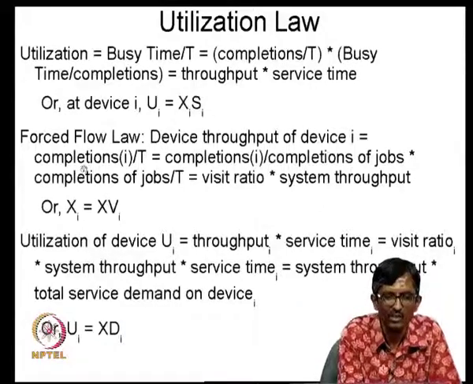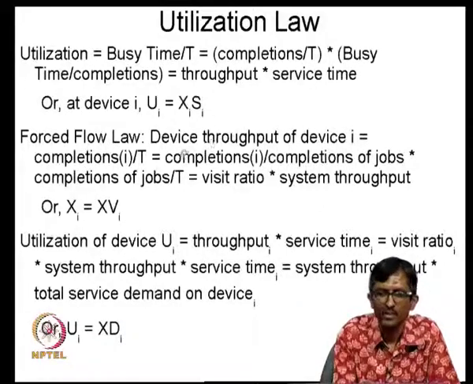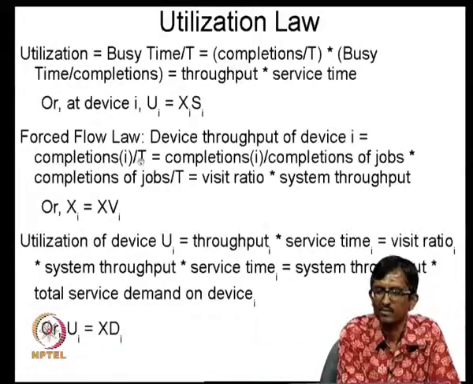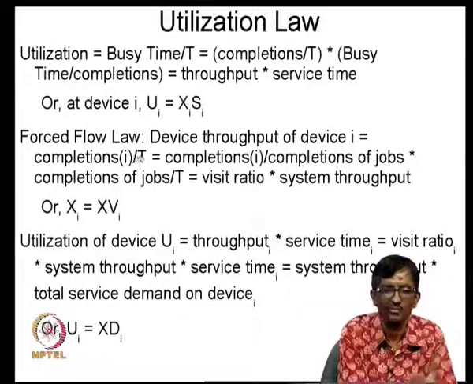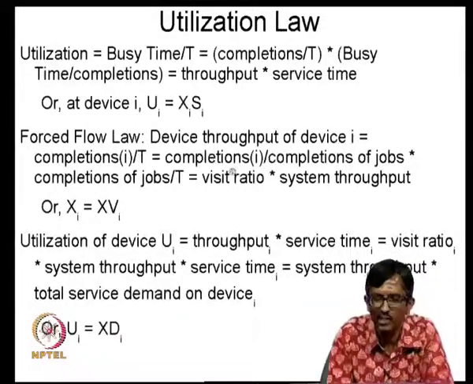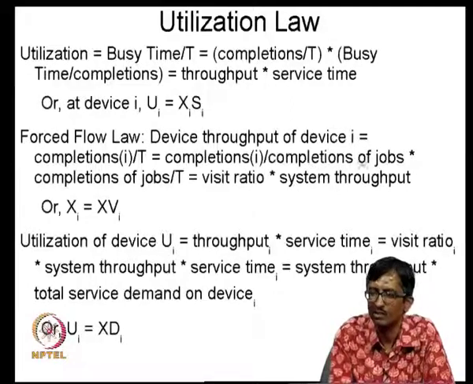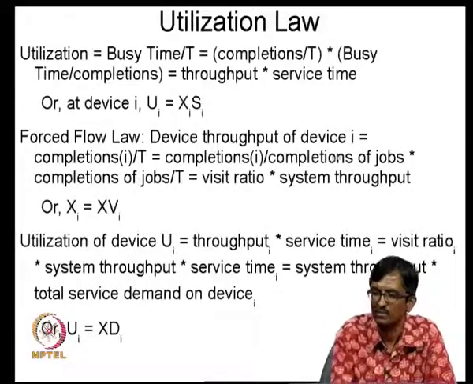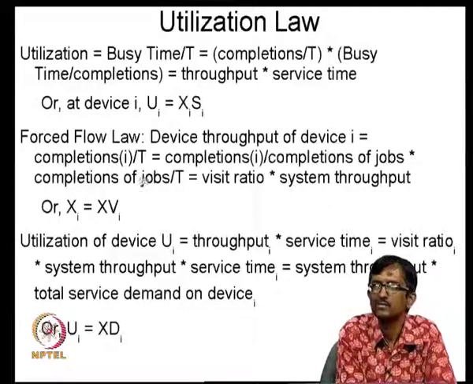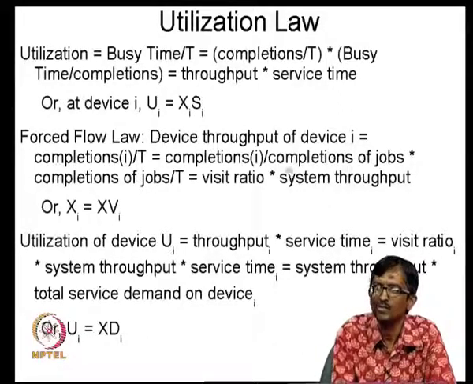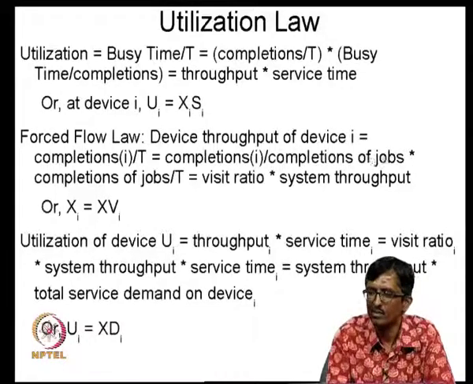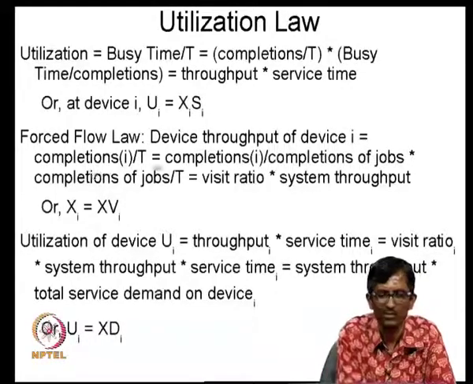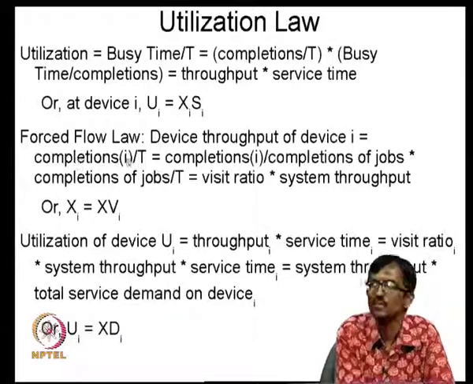Again, let us look at it. What is the forced flow law? Device throughput of device i is completions of i by t. At a particular device, I do so many completions, so many times I do something, and I am taking so much time t. Again, you can write it as completions of i divided by completions of jobs into completions of jobs by t. Like this, completions of jobs can be cancelled. This is A by B into B by C. That is what I am doing. Completions of i divided by completions of jobs. So, this and this cancel. So, basically it is actually completions of i by t, same as this.